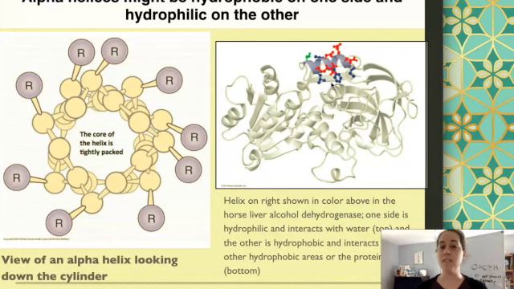The hydrophobic side is associated with the rest of the protein, so it's not interacting with water. And then the hydrophilic side, as we see these red groups, are pointed out towards the exterior of the protein, so it's interacting with water molecules in the environment, potentially.